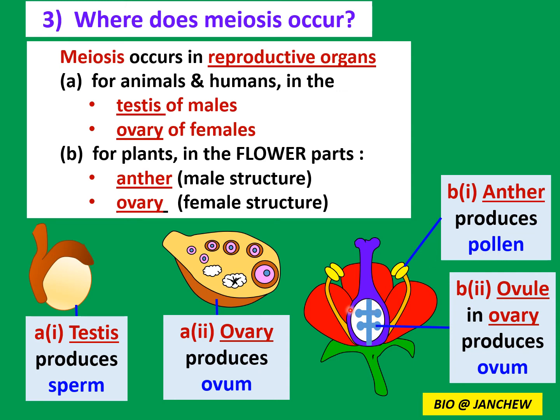Also in the flower, there is an ovary, which may be in the same flower or in a different flower from the flower that has the male parts. But anyway, for the ovary or the female structure, inside it there is an ovule, and inside the ovule, the ovum is produced through meiosis also. So the ovule in the ovary produces the ovum. This is the location of meiosis. The ovum is produced through meiosis inside the ovule, which is inside this structure called the ovary.